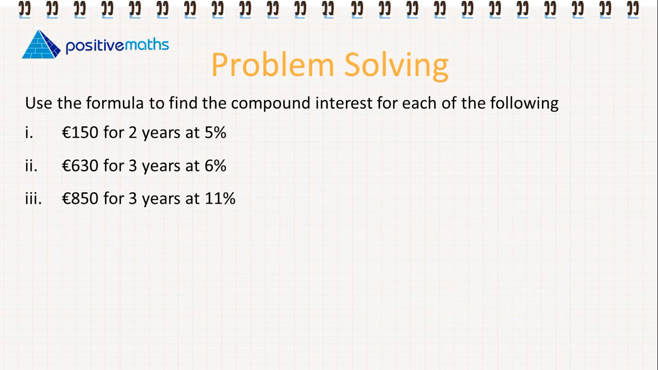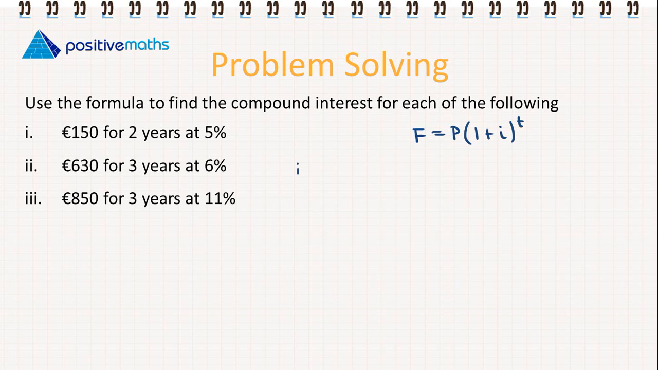So let's use the formula to find the compound interest for each of the following. Okay, so we have €150 for 2 years at 5%. So we have our formula: F is equal to P, 1 plus I to the power of T. So we're going to calculate the final amount for each of these 3 examples.